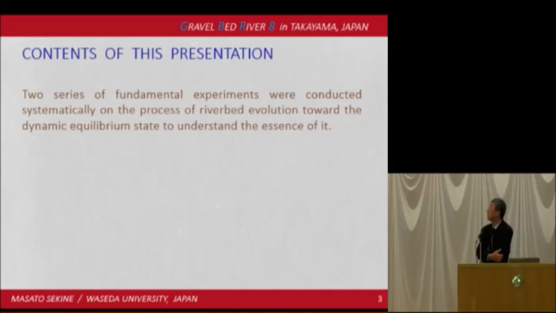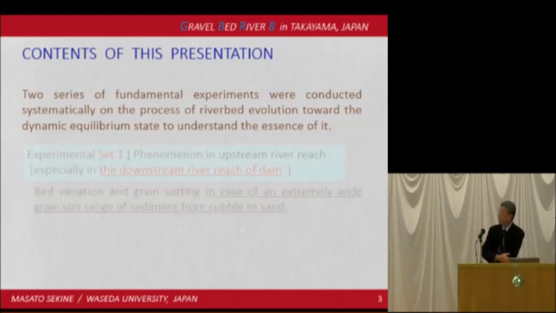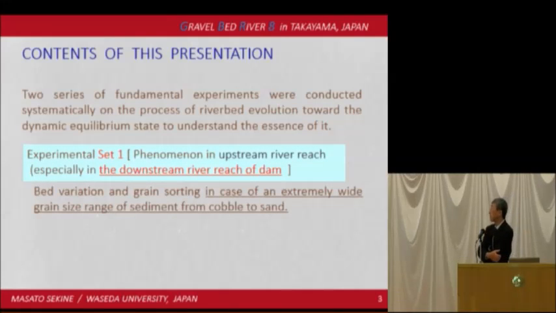Two series of very fundamental experiments were conducted systematically on the process of riverbed evolution towards the dynamic equilibrium state in order to understand their essence. Experimental set 1 was about the phenomena in the upstream river reach, especially in the downstream river reach of a dam, explained by Professor Fujita.